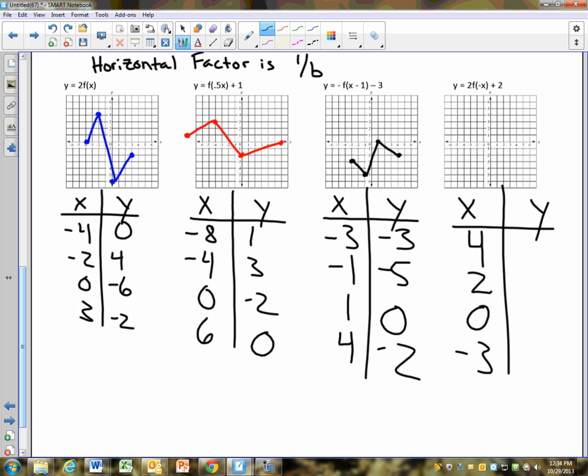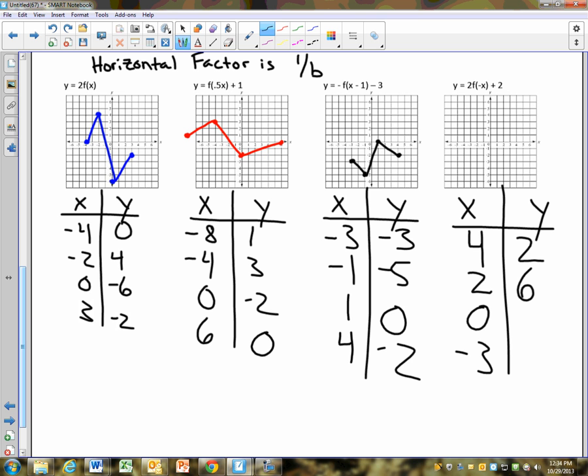Now, do I do ×2 or +2 first? ×2 first. Will these affect the outside or the inside? Outside, so the vertical part, so the y values. So we're going to take the y values, multiply them by 2, and then add 2. So this was 0. 0 times 2 is 0, plus 2 is 2. The y value here was 2. 2 times 2 is 4, plus 2 is 6.